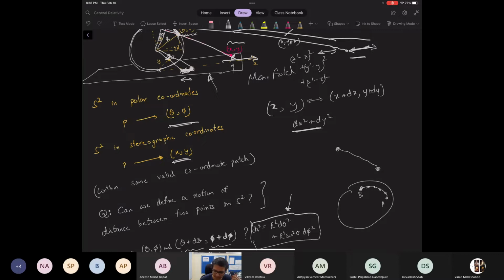And this path can be anything. It doesn't have to be the shortest path. It can be a path like this, and you can define the distance along this path also.